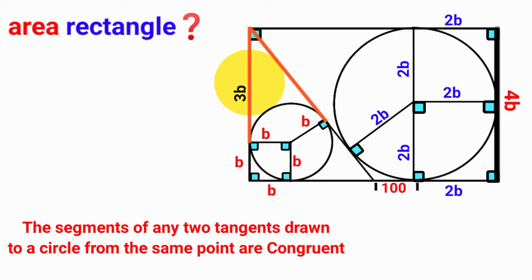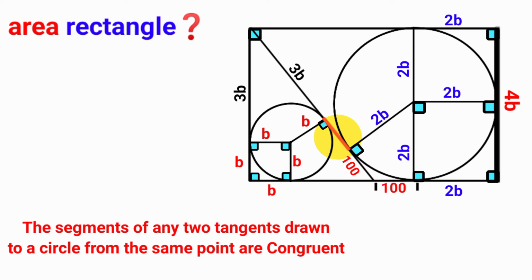That is, this segment and this are congruent. So since this is 3b, this must also be 3b. The same is for this tangent and this tangent here. They are from the same external point. So by this rule, their segments will have equal length. So since this is 100 units, this must also be 100 units in length.